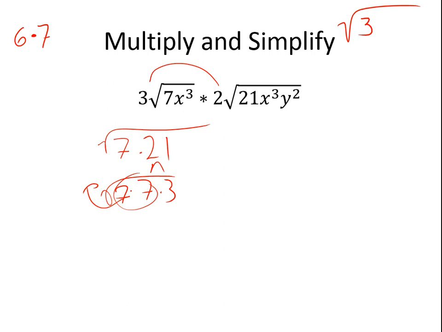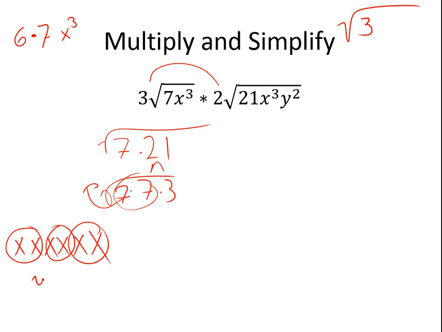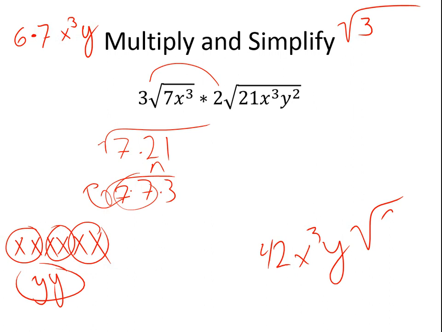That's just staying there. Now we look at the variables. We have x to the third, which would be 1, 2, 3, and then we have another x to the third, 1, 2, 3. So how many groups of 2 do we have? 1, 2, 3. That means we have x cubed coming out, because we're looking for pairs. Now we look at the y's. We've got y, y. That's one group, so the y comes out. Now we simplify this. It gets us 42 x cubed y square root 3.